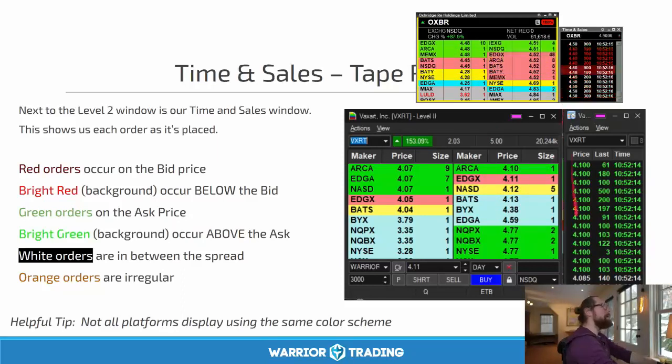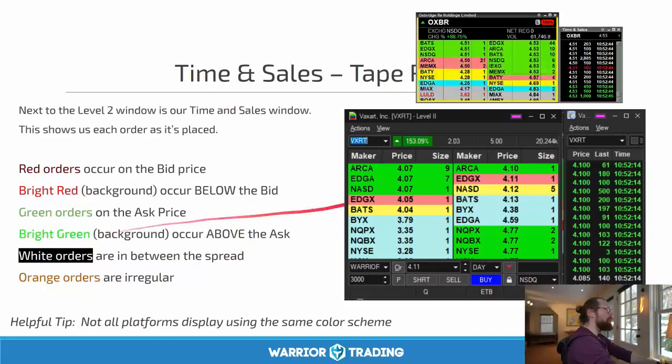But when the tape or time and sales is flowing, as it is on this stock here, we're going to see a whole bunch of data going through, different colors and everything else. And so let's go through that right now. So you can configure the colors differently, but the basic installation and when you set up this software, the way it generally runs is that a red order occurs at the bid price. We know the bid is here on the left.